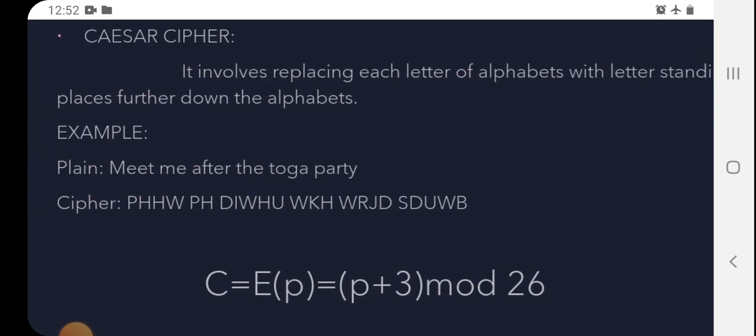Say for example, we consider a plain text message, "meet me after the toga party." How that is converted into cipher is by taking the letter 3 places after. After M we have N, O, then P, so M is replaced with P. Similarly E, F, G, and then the third letter is H. This is how the plain text is converted into cipher text.